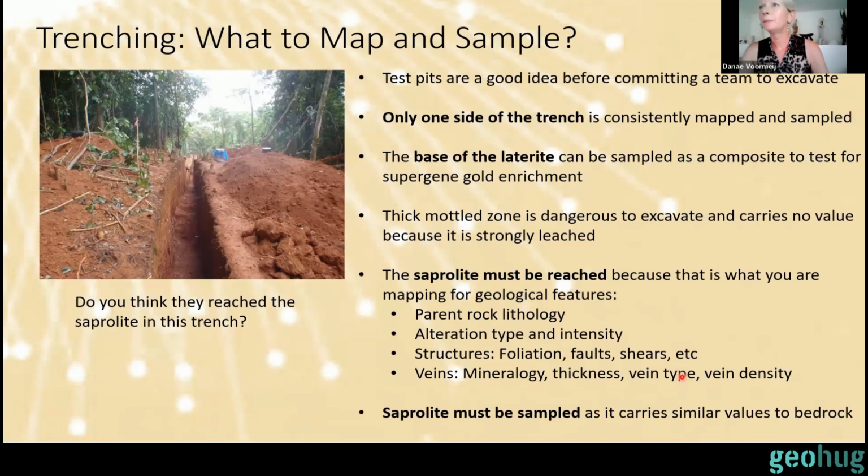What to map and what to sample. If you're gonna tell your team, yeah, I want 3 lines of a kilometer each, maybe it's a good idea to get somebody to do some soil pits first and just see how deep that saprolite is sitting before you commit your team to doing massive lines. Only one side of the trench is consistently mapped and sampled. And if you have thick mottled zone in your area, that's really dangerous to trench and excavate, and it carries no value anyway. So you want to get away from that. The saprolite must be reached because that's what you're mapping, that's what you're sampling. Do you think they reached the saprolite in this trench?